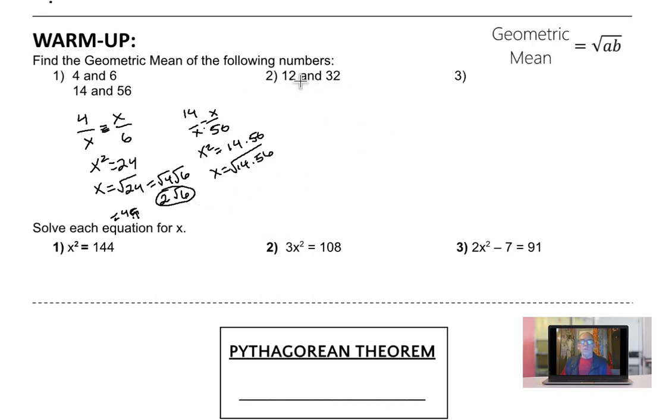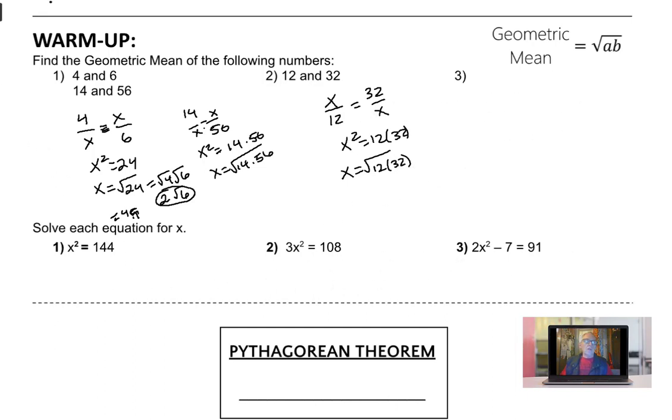For number 2, same idea. X is to 12 as 32 is to x. Notice I got the x's in opposite corners here. Still, when we cross multiply, we get x squared is equal to 12 times 32. And x is going to be the square root of whatever 12 times 32 is.